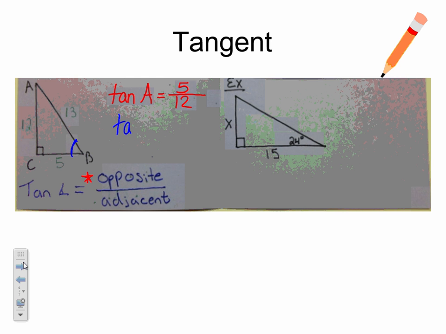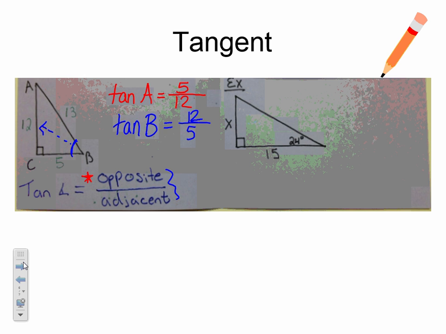So the tangent, if we're at B, is opposite, that'd be 12, over adjacent. Careful, the 13 is the hypotenuse in this triangle. We're not going to use it. There's no hypotenuse in here. So 12 over 5. Nice. So our two fractions are set up there.